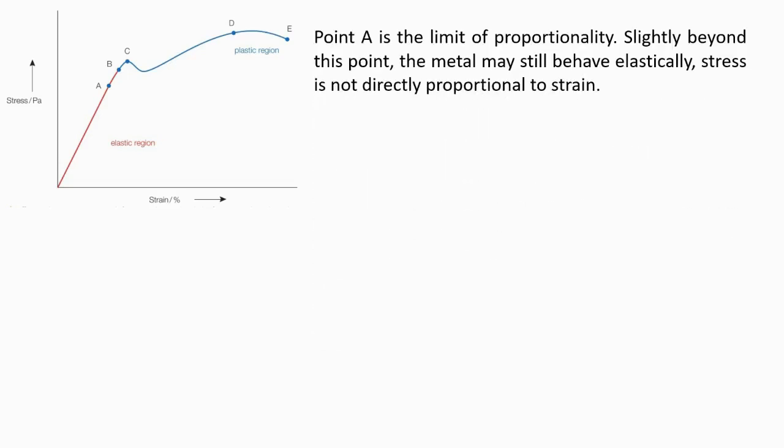What is the specialty of point A? Point A represents the limit of proportionality. Beyond this point, the metal may still behave elastically, but the stress is not directly proportional to the strain. In other words, the applied force is not directly proportional to the elongation. That is the specialty of point A, the limit of proportionality.